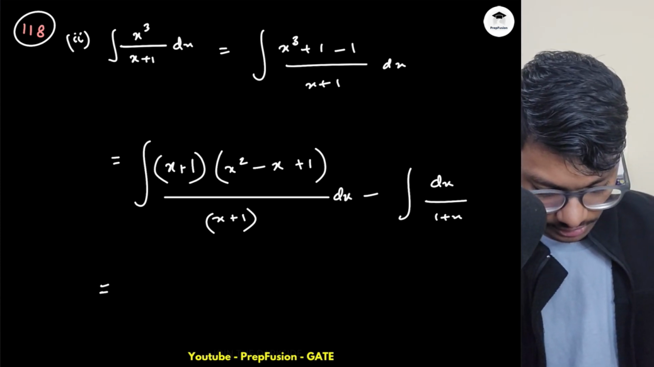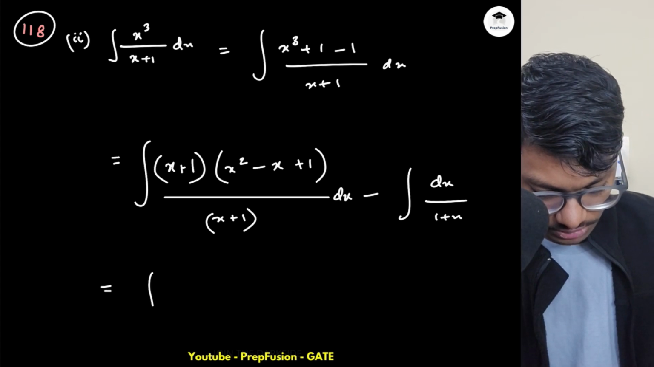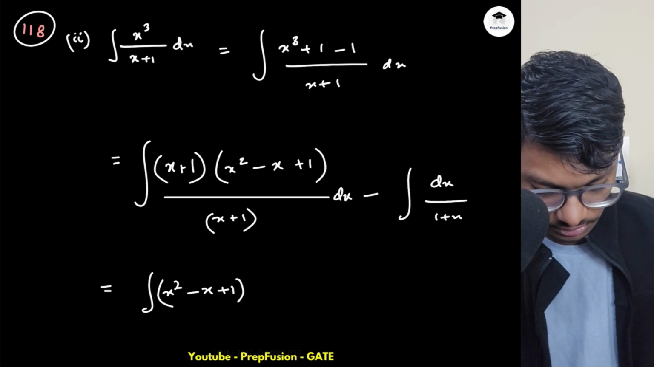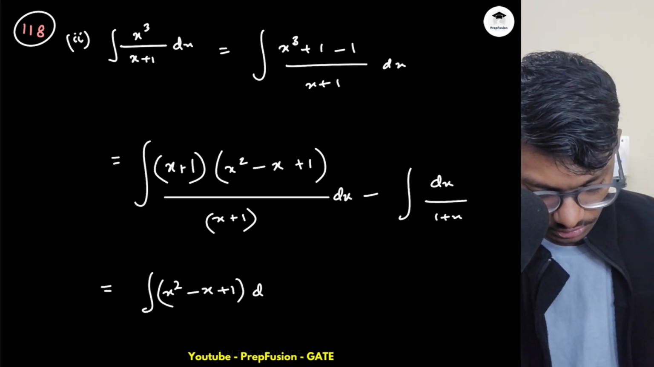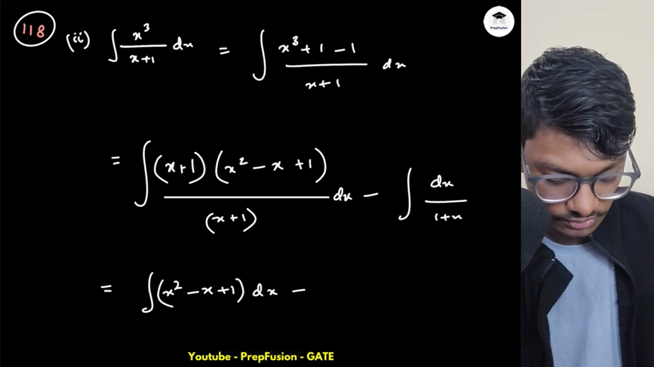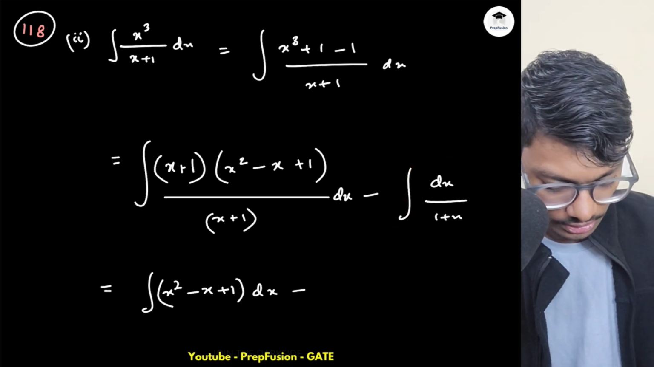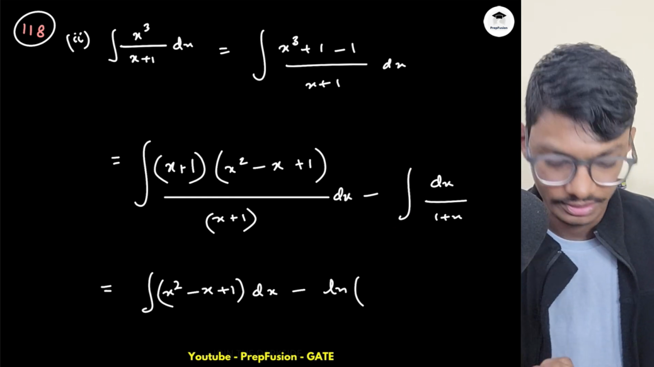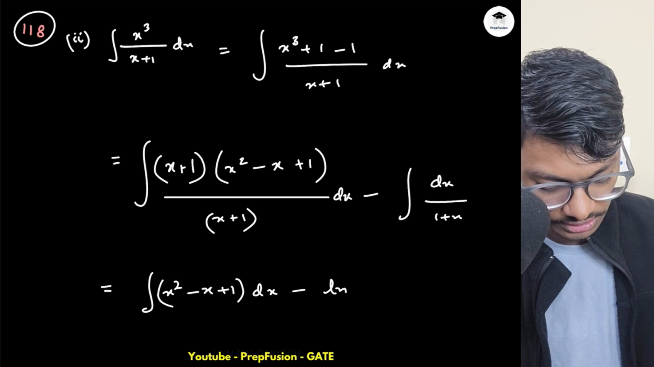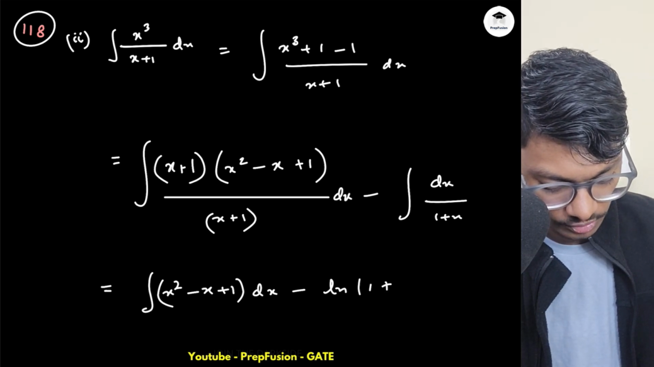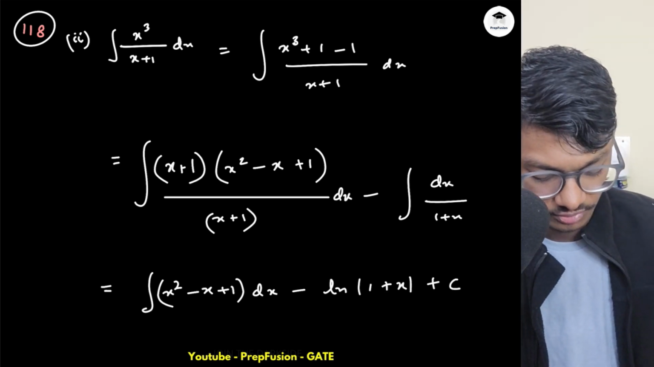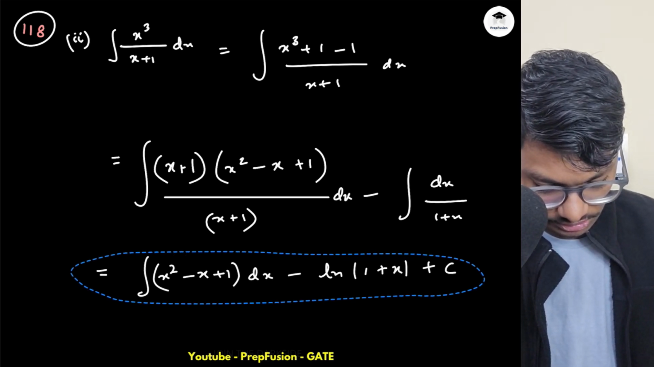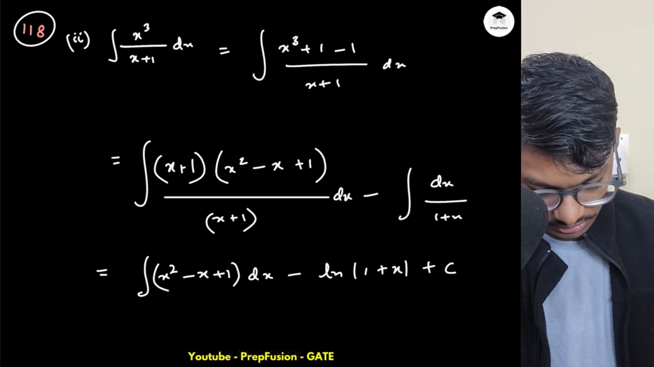So now I can write this as the integration of x square minus x plus 1 dx minus this. What is the integration of this? This is simply ln of mod of 1 plus x. You can simply substitute 1 plus x as t, so dt equals dx, and at the end you will get ln of mod of 1 plus x. And what is the integration of this? This integration is pretty straightforward, as these are getting cancelled.